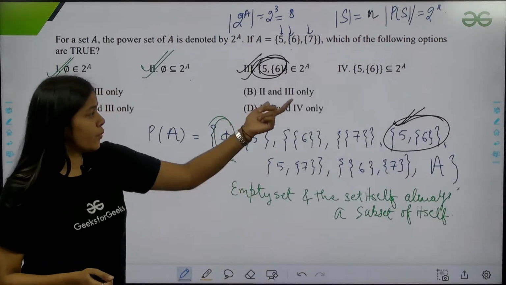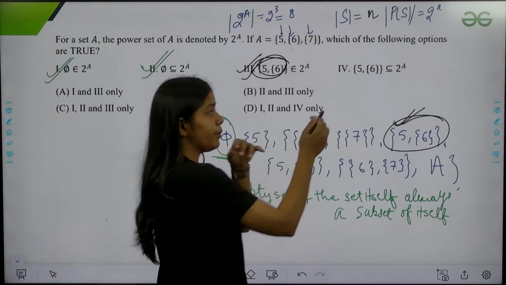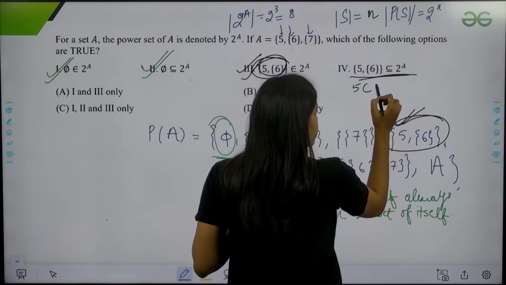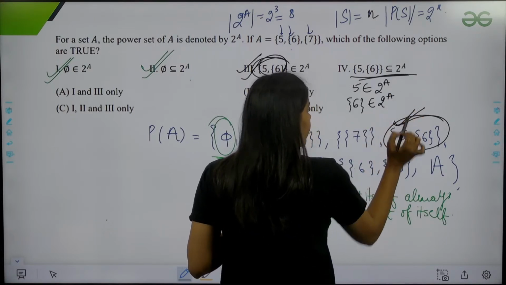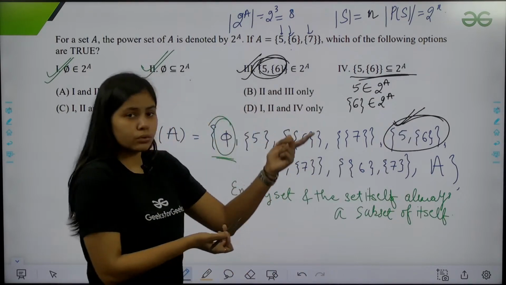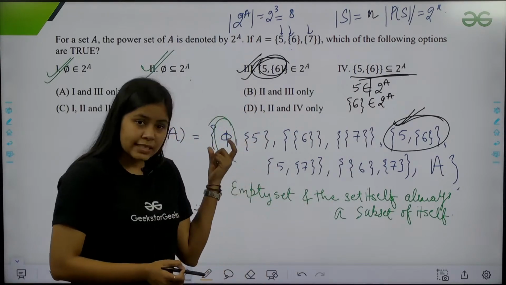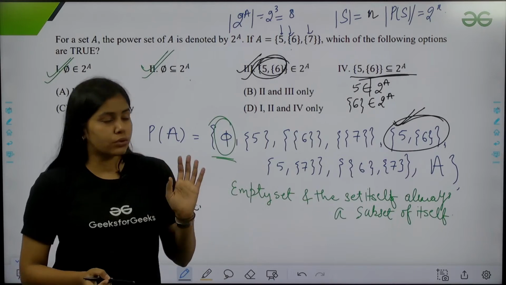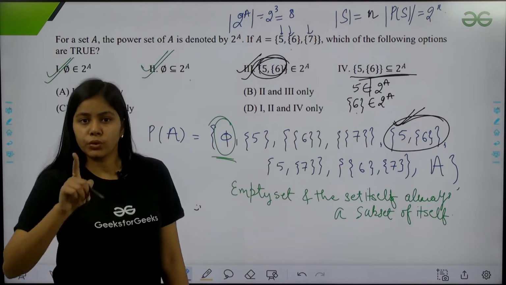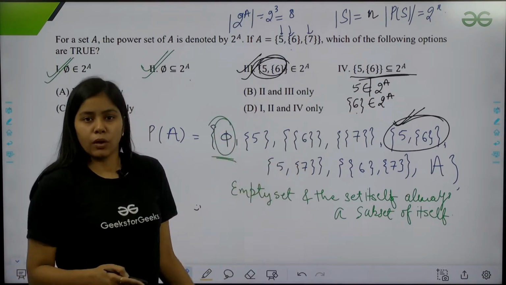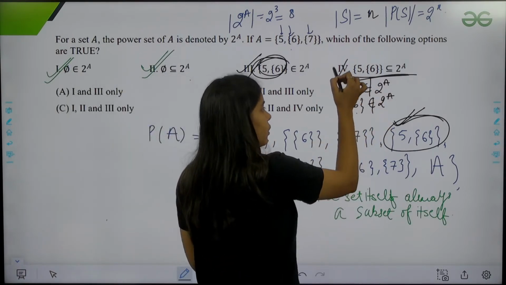Now let's see the fourth option. The fourth option says that this is a subset of 2 to the power A, and it will be a subset of 2 to the power A when 5 belongs to 2 to the power A and {6} belongs to 2 to the power A. And here I can check that 5 does not belong to 2 to the power A, because the singleton set {5} belongs to 2 to the power A, but 5 does not belong. Similarly, 6 does not belong to 2 to the power A. The set {6} belongs to 2 to the power A, so it also does not belong. So that means this is not true, right?